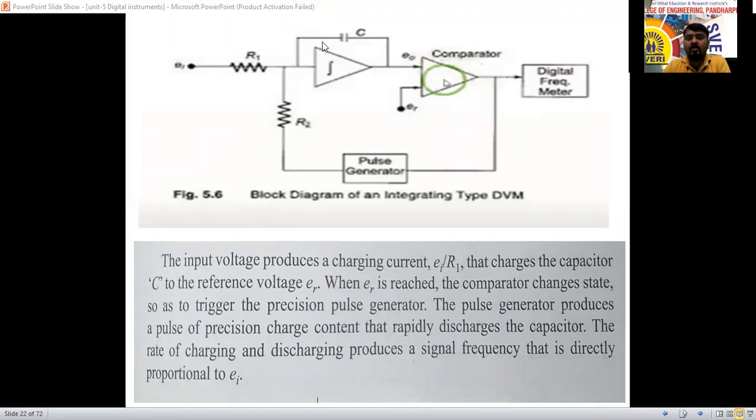Then whatever voltage the charged capacitor holds will discharge. So the frequency of the signal, the rate of charging and discharging, is directly proportional to the input voltage. The integrating digital voltmeter is therefore a voltage to frequency conversion, as happens here.